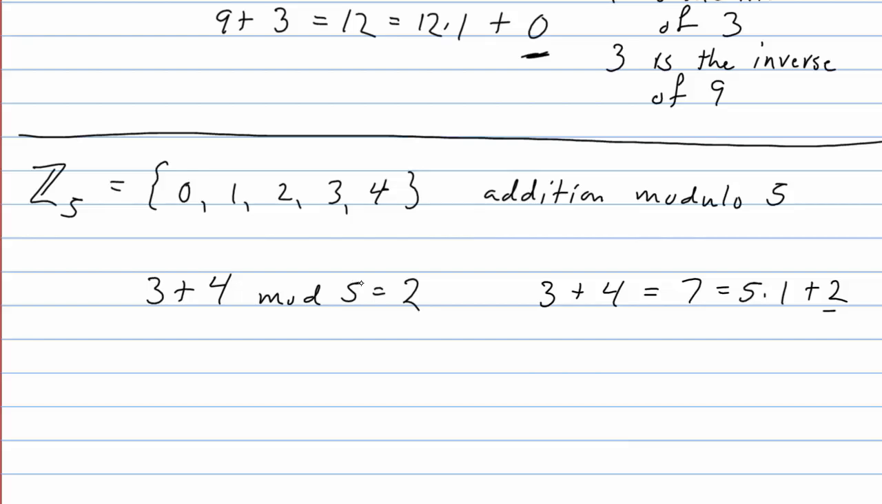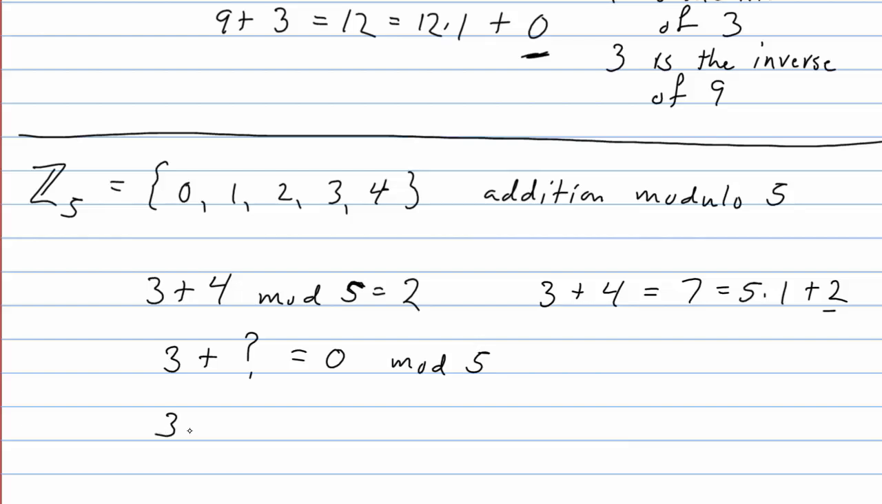So it works exactly the same way as with mod 12. The only thing is, instead of seeing how many times 12 goes in and taking the remainder, we see how many times 5 goes in and we take the remainder. And we could ask, for example, what's the inverse of 3? Namely, 3 plus what is 0 mod 5. By the way, the identity here is still 0. You should be able to check that. So what about the inverse? 3 plus what equals the identity, which is 0 mod 5?